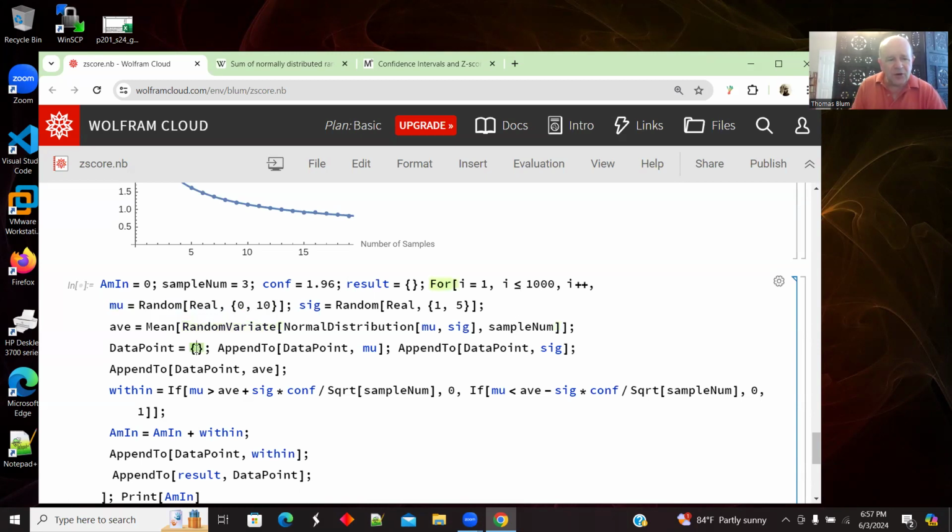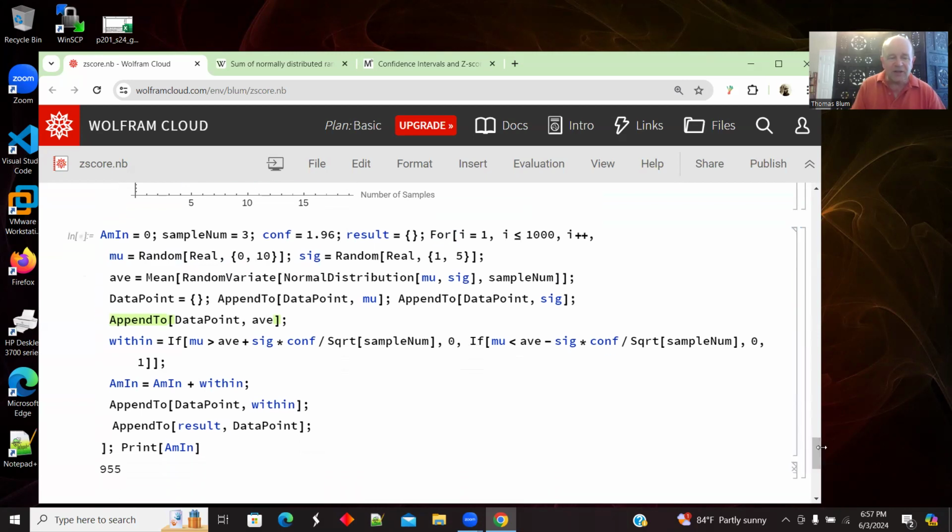And I start off with this data point, which is just a blank list. I add to it the mu, the average for that normal distribution. I add to it the sigma, so the first value of this is the distribution's mu. Then the second one is the distribution's sigma. And then the third one is the average, and that is over the 3 samples.